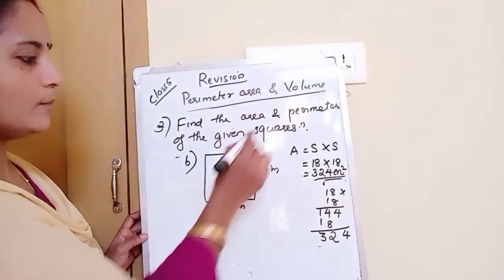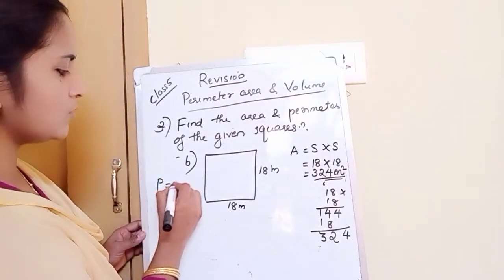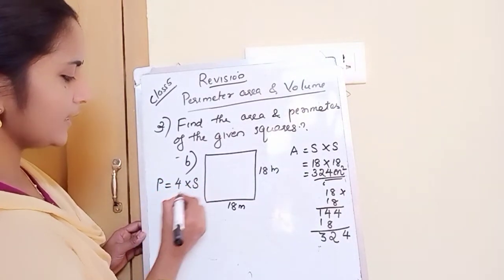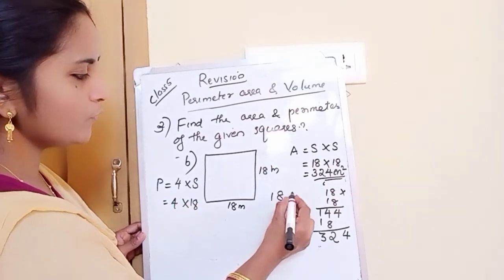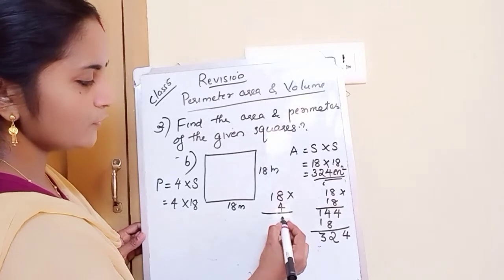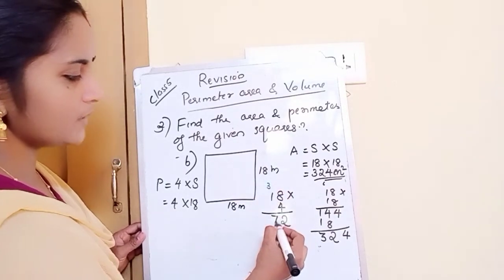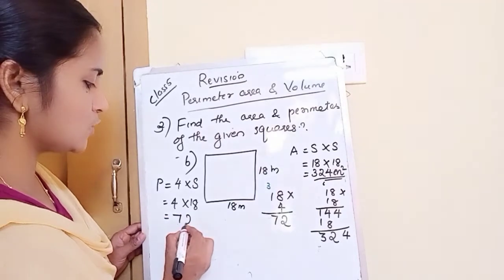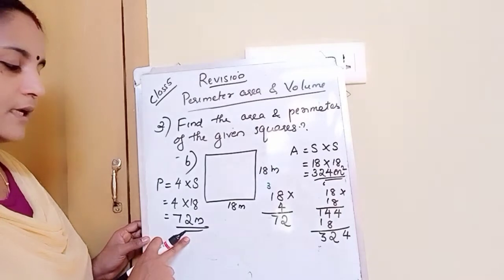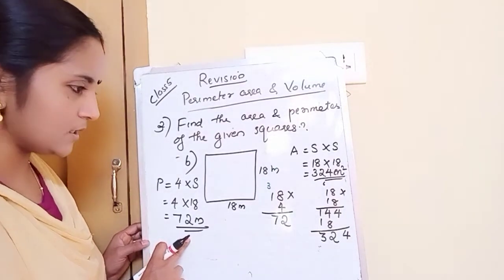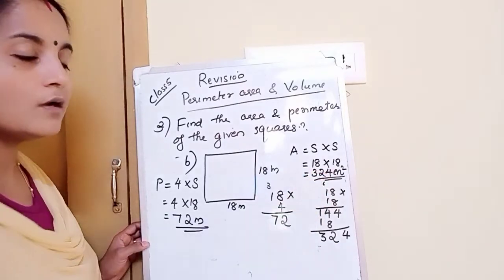Then we want to find out the perimeter also. So what is the perimeter? Perimeter is equal to 4 into side, that is 4 into 18. So 18 into 4. 8 4s are 32, carrying 3. 4 ones are 4. 4 plus 3, 7. So 72 meter, because the measure is given in meter. So the perimeter of the second square is 72 meter, and the area of the second square is 324 meter square.